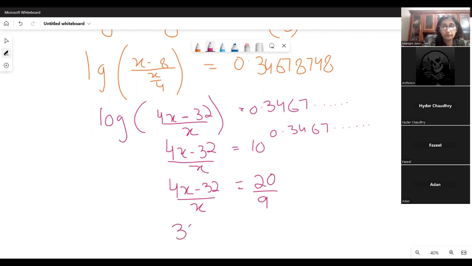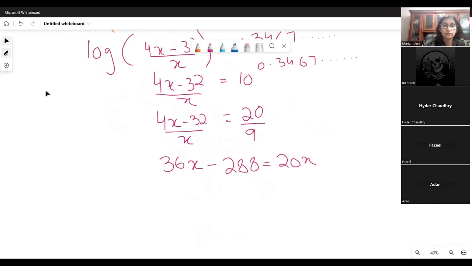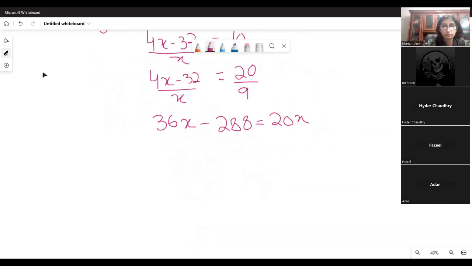So we have 36x minus 32 into 9, which is 288, is equal to 20x. So we have 16x equals 288, and x is equal to 288 divided by 16, exactly 18. The answer is coming out as 18.